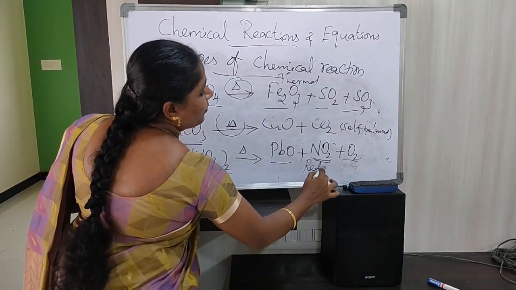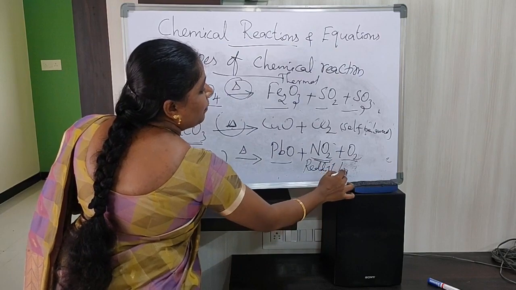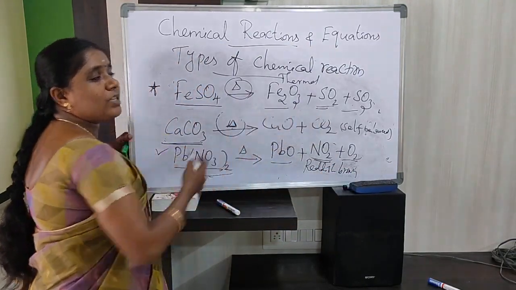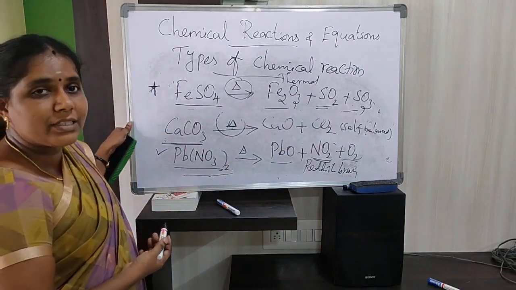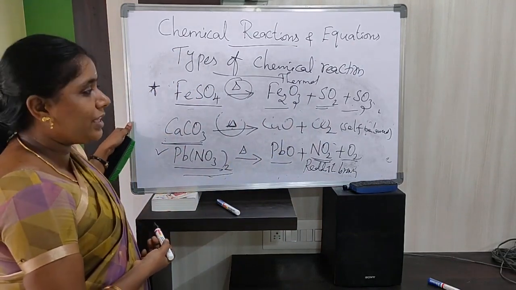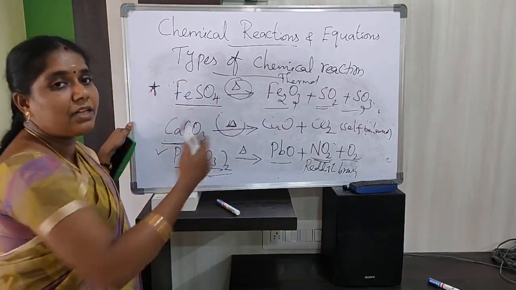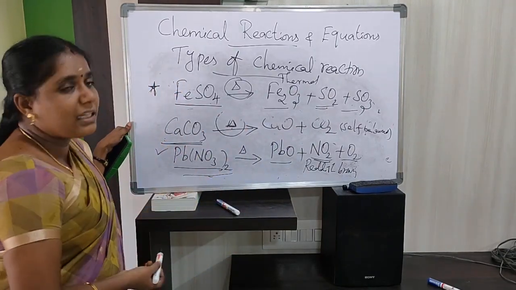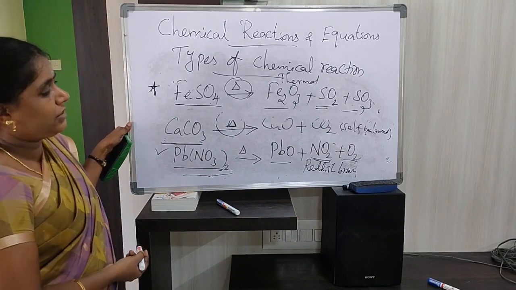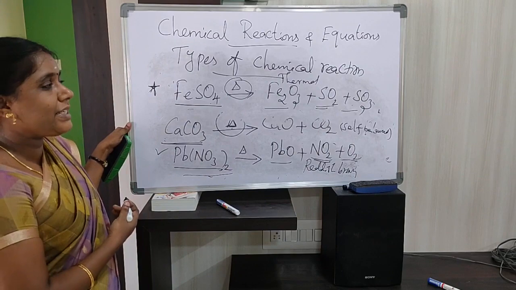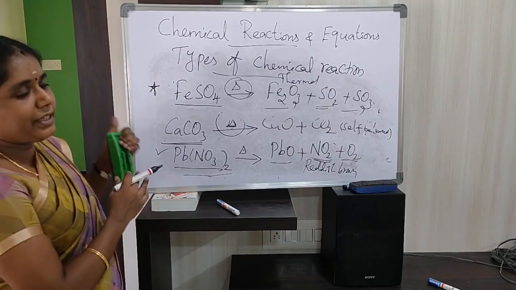During this thermal decomposition, the nitrogen dioxide released is a reddish brown gas. Same like this, during the other process, it releases sulfur dioxide and sulfur trioxide, and we will get a sulfur smell. On heating this, it gives sulfur smelling gases, that is sulfur dioxide and sulfur trioxide. So these are some examples of thermal decomposition reaction.